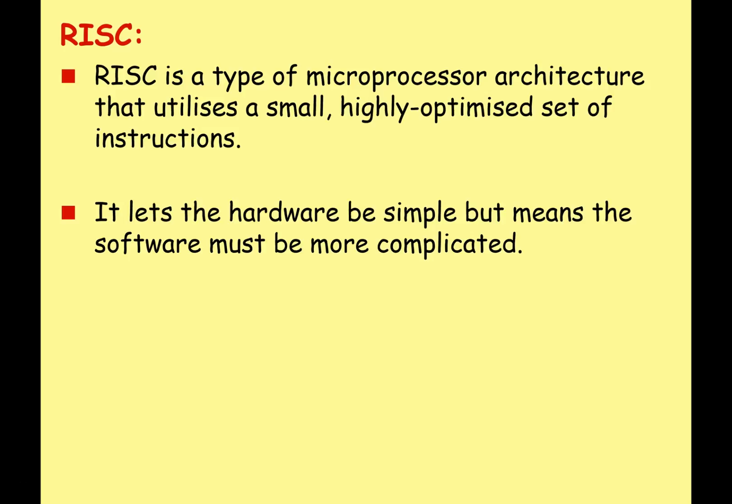RISC is a type of microprocessor architecture that utilizes a small but highly optimized set of instructions. It lets the hardware be simple, but it means the software has to be more complicated. There's more work on the compiler to take the high-level code and convert it to machine code.